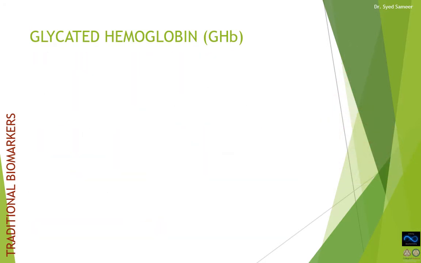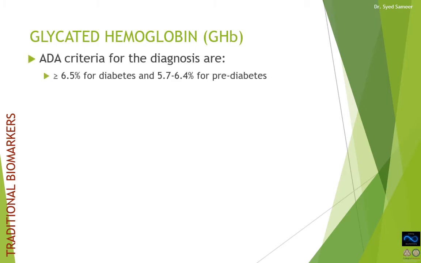So for the diagnosis of the hyperglycemia, in particular for diabetes or pre-diabetes, the ADA criteria are given as: for the diabetes, the levels should be greater than or equal to 6.5% of the total HB, and levels in between 5.7 to 6.4% of the total HB for the HbA1c is regarded as pre-diabetes. So the normal values are always below 5.7.